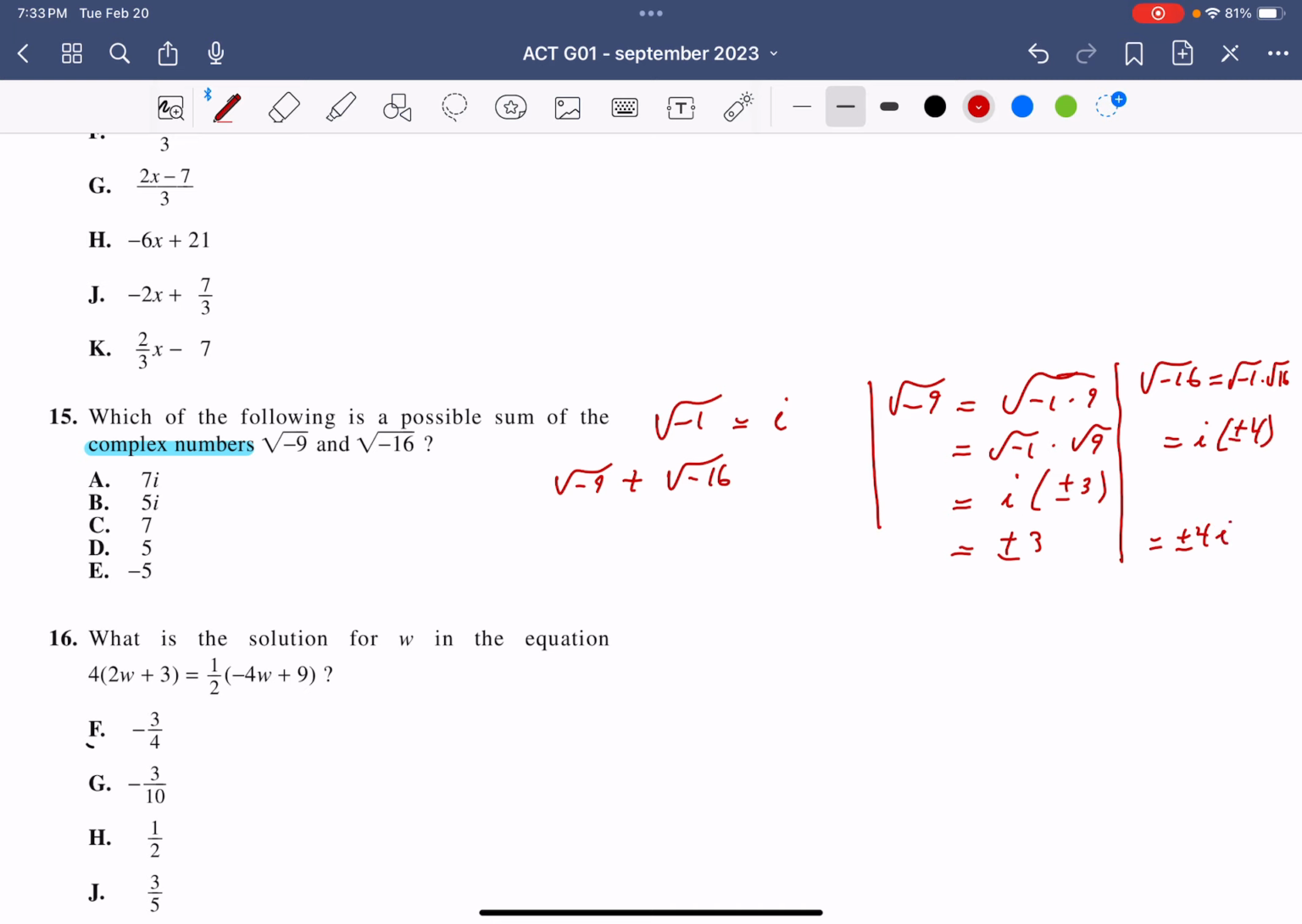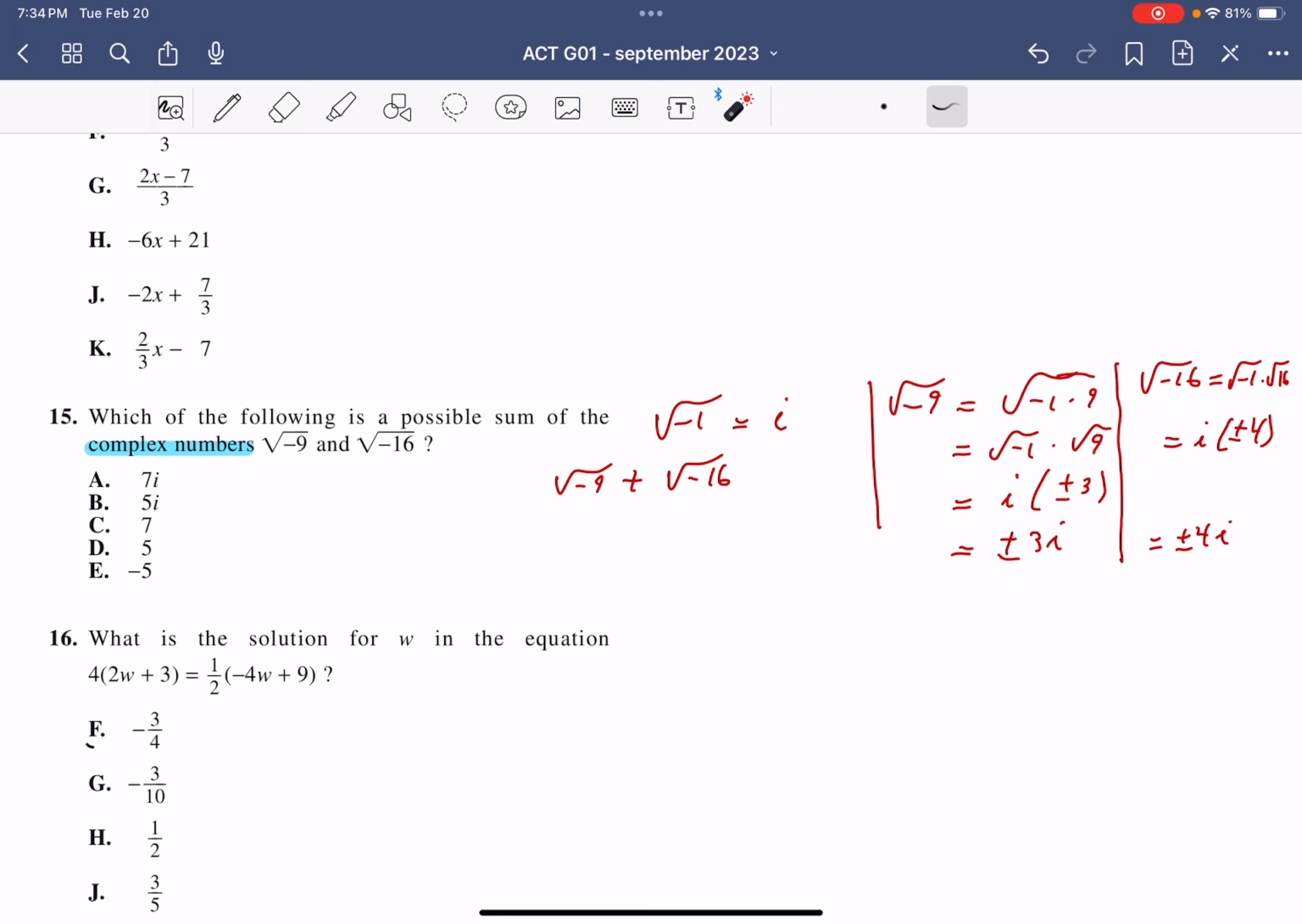The question is asking, what is a possible sum? So if you're looking here, we actually have 4 options, because I can take the positive version of 3i with the positive version of 4i. I can do the negative version of 3i with the positive version of 4i. Or I could do the positive version of 3i with the negative version of 4i, or I can do the negative versions of both. So there's 4 options.